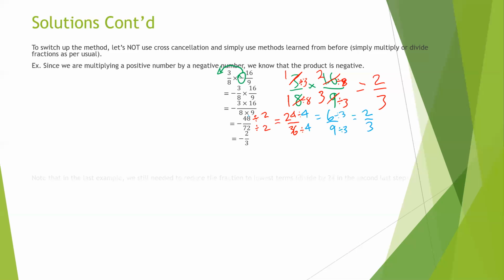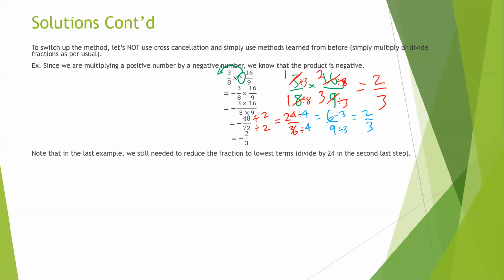Okay, so the last example here, in this last step, just so you know, you still have to simplify your fraction all the time, right? So if I had left it as 48 over 72, that's actually not correct. I want to make sure I reduce it to lowest terms.